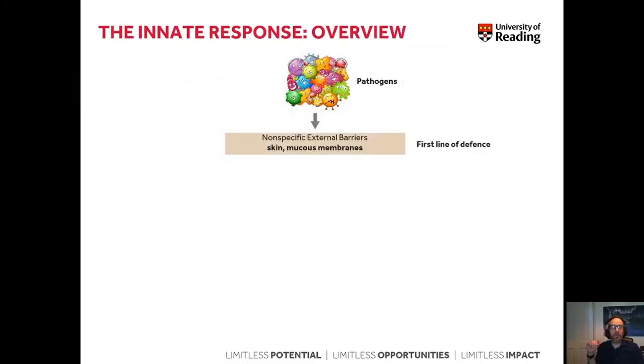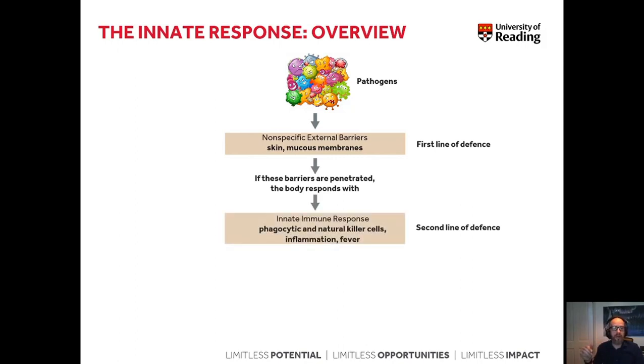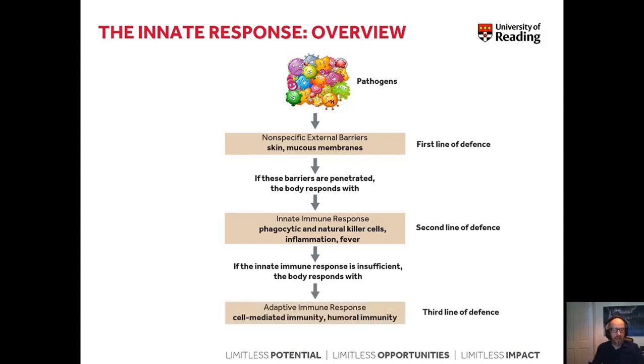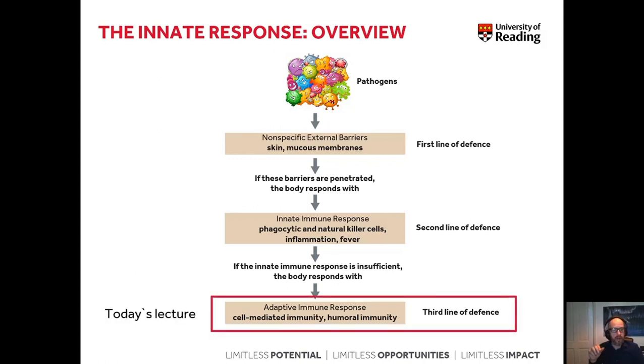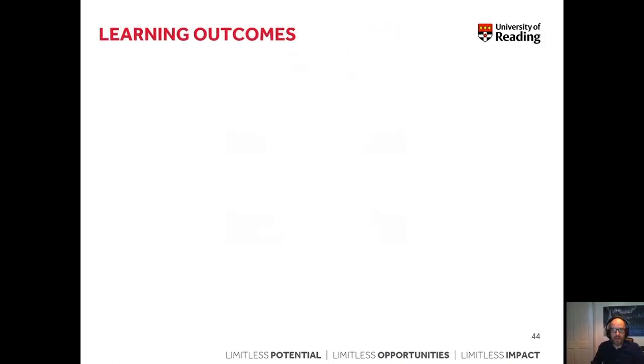To recapitulate what we know about the innate immune system, the first line of defense are barriers, including the skin and mucous membranes. Once pathogens pass this first line of defense, then they face the second line of defense, which includes the action of phagocytic and natural killer cells and processes such as inflammation and fever. If the innate immune response, however, is insufficient, the body responds with the adaptive immune response, including cell-mediated immunity and also so-called humoral immunity. And this is the third line of defense and the subject of today's lecture.